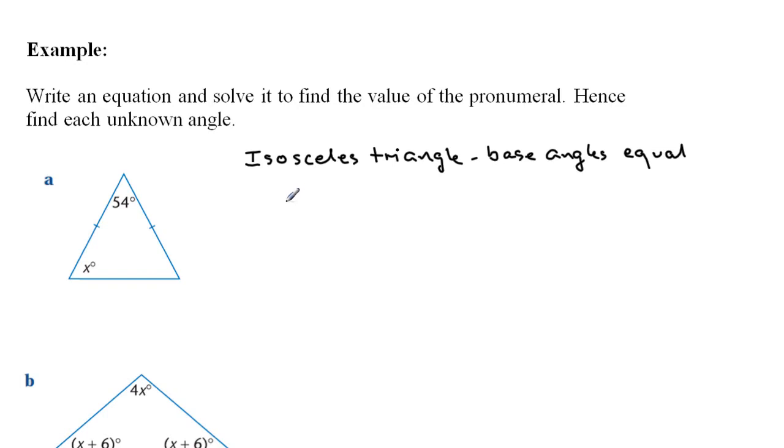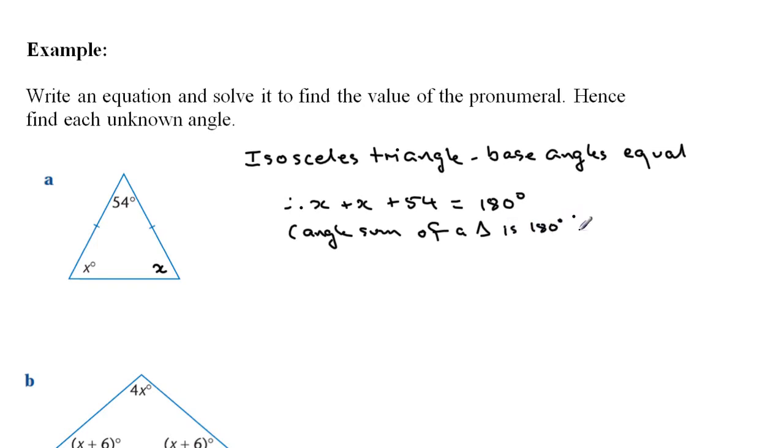So that means that x plus the other angle, which must be the same, plus 54 degrees, must equal 180 degrees because the angles of a triangle add up to 180 degrees. We can give a reason for that, and we simply say the angle sum of a triangle is 180 degrees. So when asked to give a reason, you can write it out something like this.